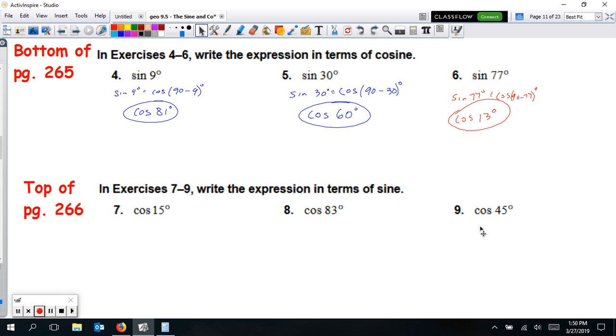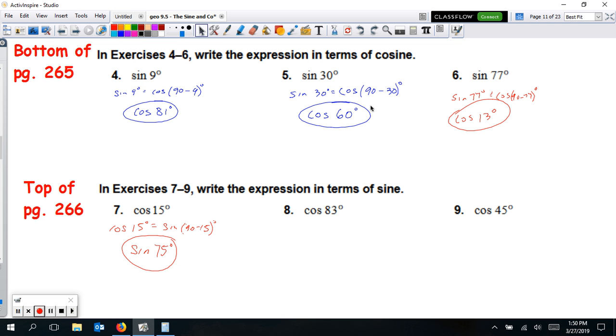Alright, so you should be completed with 7 through 9. Let's just go ahead and check to see that you did these correctly. So cosine of 15 degrees is going to be the sine of 90 minus 15. And 90 minus 15, that's 75. So sine of 75 degrees is that. So the cosine of 15 degrees is the same thing as the sine of 75 degrees.